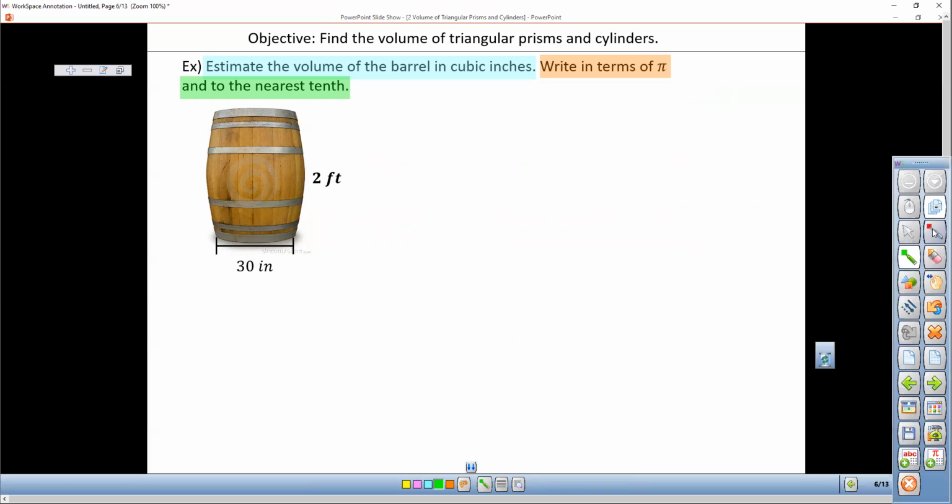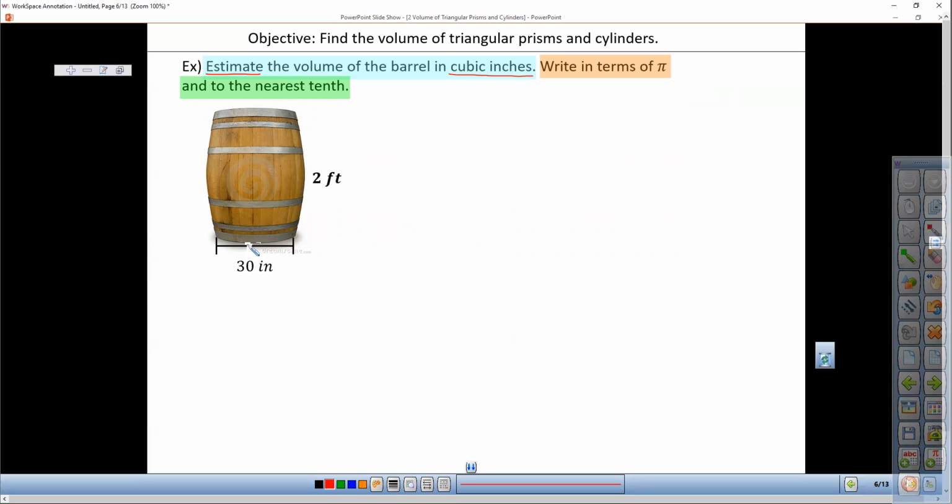So we have cubic inches as our goal. Notice it says estimate, and that's because most barrels are not perfect cylinders, but the cylinder is probably the easiest model that we can use to estimate the volume. It's pretty close to being a cylinder. So we are technically estimating. We're getting pretty close by pretending this is a perfect cylinder.